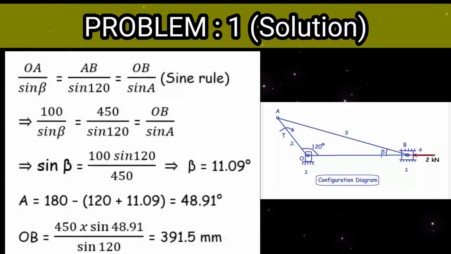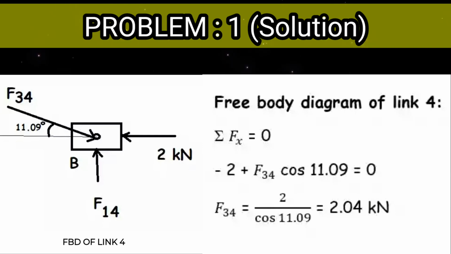First of all, draw the configuration diagram, and from it find out all the angles and sides which are unknown by using the sine rule or directly from the diagram by measuring. First, let us draw the free body diagram of link number 4 and find out F34. By using sigma Fx equal to 0, minus 2 plus F34 cos 11.09 is equal to 0. From that, F34 is equal to 2.04 kilonewton.